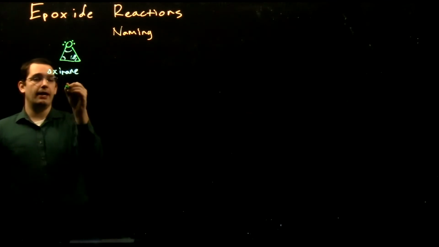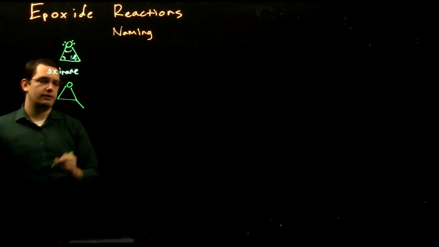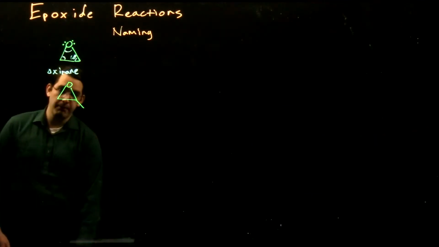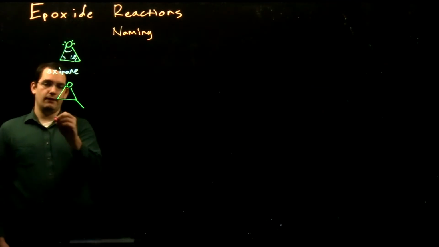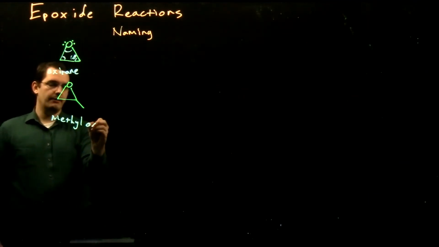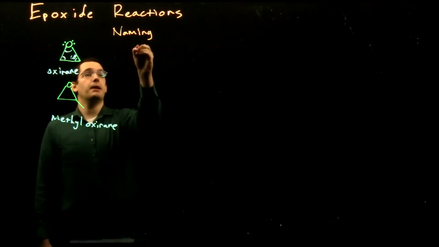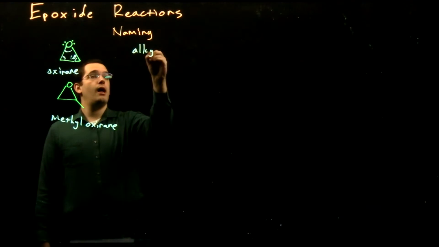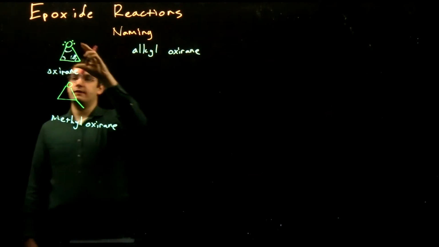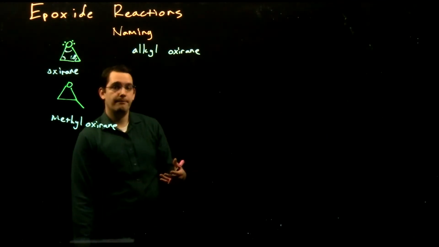So if we have a slightly larger epoxide, such as this one here, we have now our oxirane with a methyl group coming off of it. So this would be a methyl oxirane. So our first possibility then is naming it as an alkyl oxirane, naming just it as our epoxide and then naming whatever is branched off of that.